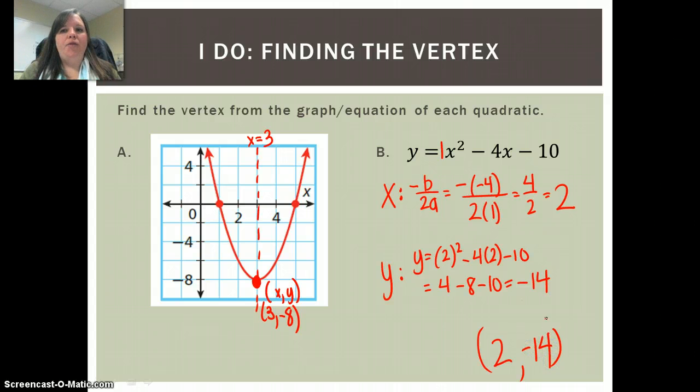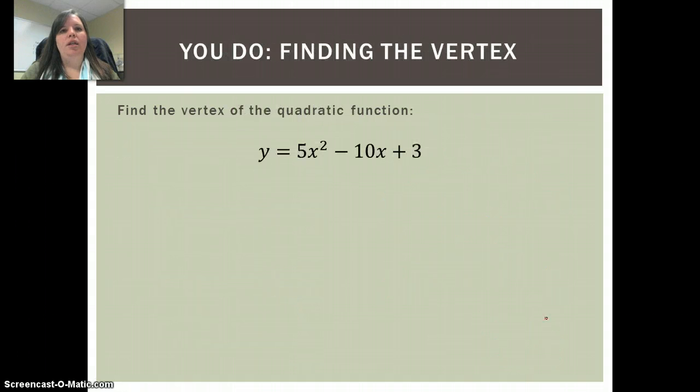So identifying the vertex involves a little bit of the same as the axis of symmetry, and just using knowledge that we've seen before to get that y coordinate. So the vertex, at the minimum or maximum point: negative b over 2a, and then plug in. I want you to try this one.